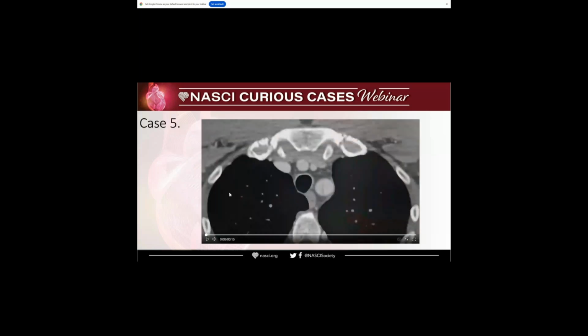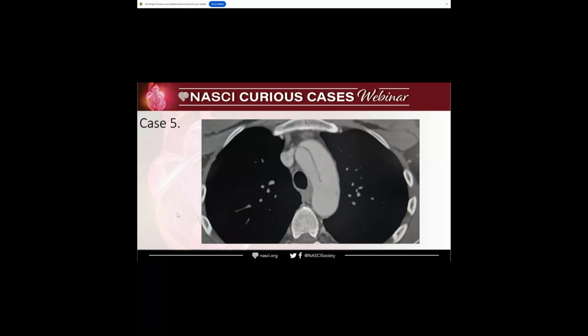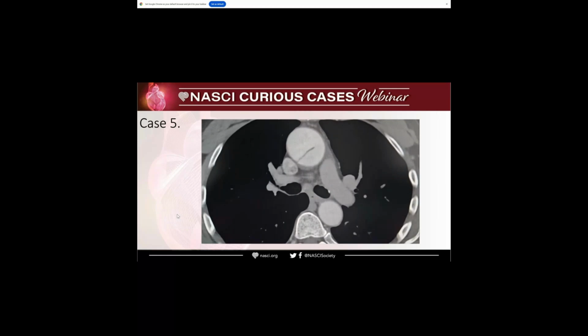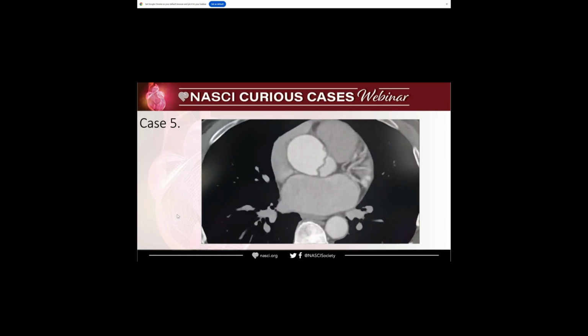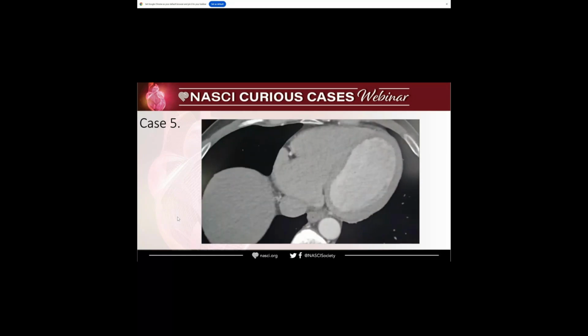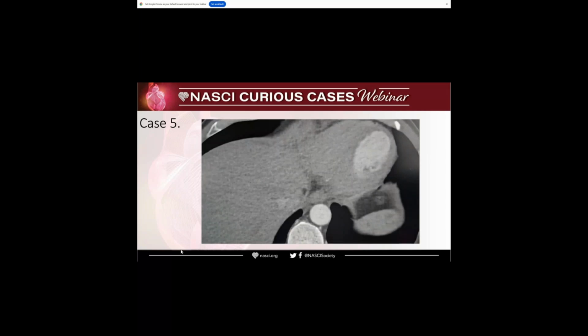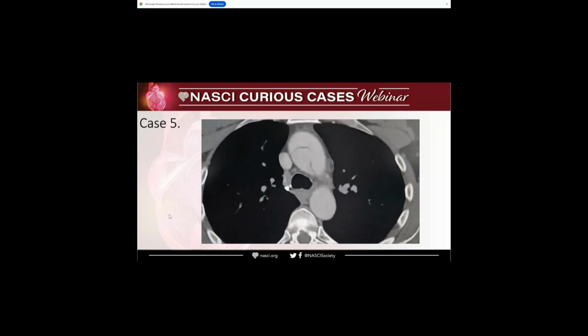Okay, we're progressing to the next case. And this is a little bit, there's a trick to do here. So there you go. I'm showing this again. Type A dissection.